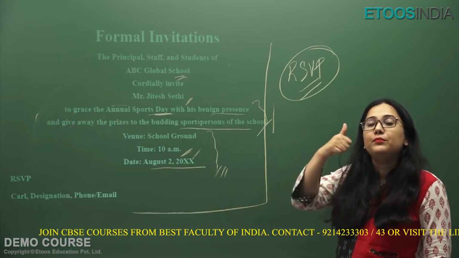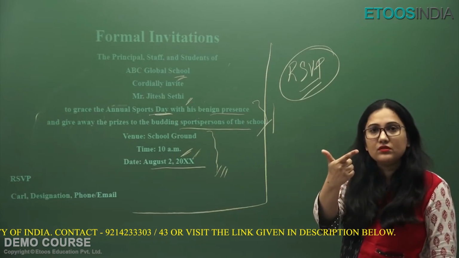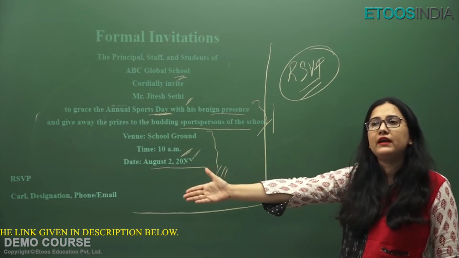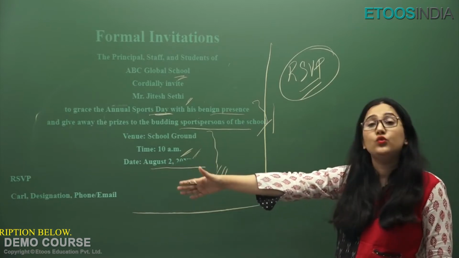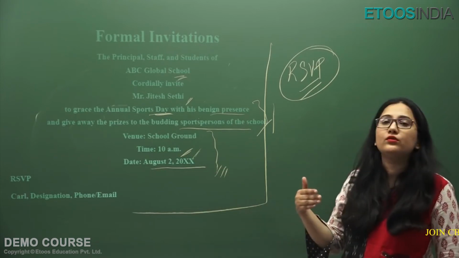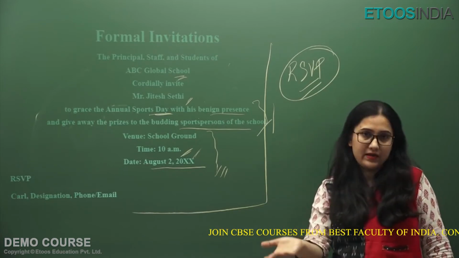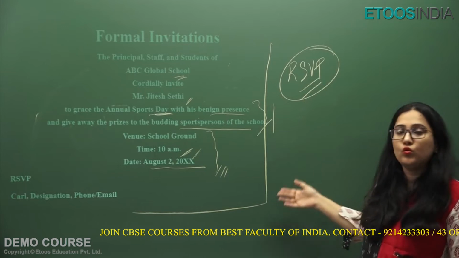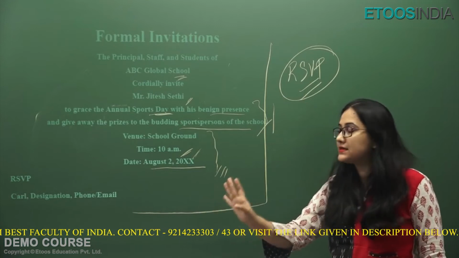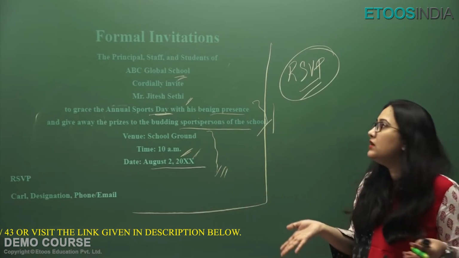RSVP is followed by the name of the person who's the host or the organizer, and the designation. If it is a school or office, then the designation has to be there. But if you are inviting people to your sister's wedding and you are the person organizing everything and people should reply to you, then you don't need to write the designation. You will just write your name, say Akash, and your phone number and address. Here, because it is a school invitation card, the person, Carl, or the other name was Karen, I guess.